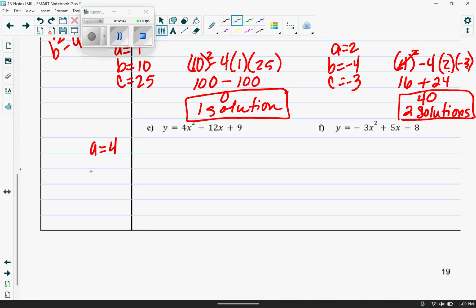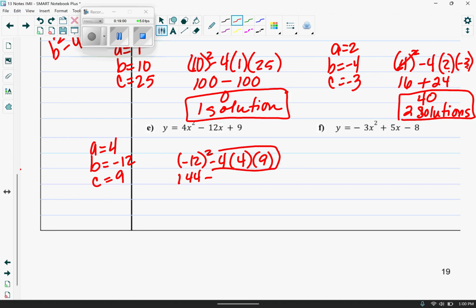a is 4, b is negative 12, c is 9. So b squared, so negative 12 squared minus 4 times 9. This gives me 144 minus, because this is all put together here, right? Minus 4 times 4 is 16 times 9 is 144, which gives me 0, which means one solution.